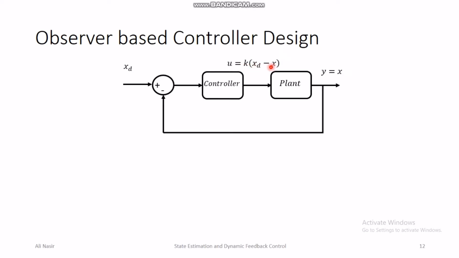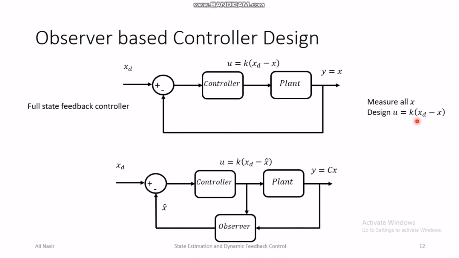Remember that if x desired is equal to 0, then this is simply u is equal to minus kx, which we saw in the previous lecture and in today's lecture's first or second slide as well. But if x desired is some constant value, you can just make the controller u is equal to k times x desired minus x. So this is the full state feedback controller, and its drawback is that we have to measure all the state variables and design this controller.